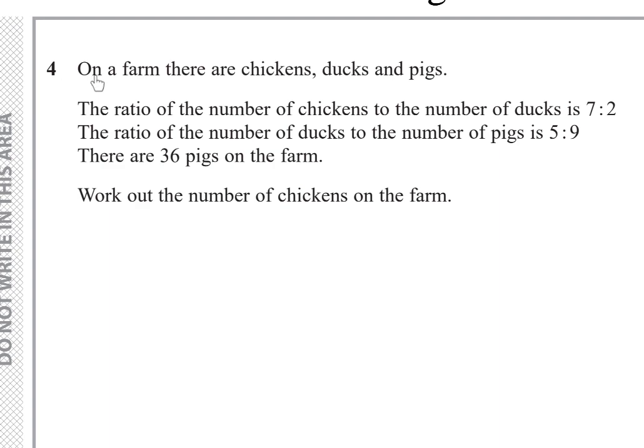Number 4. On a farm, there are chickens, ducks, and pigs. The ratio of the number of chickens to the number of ducks is 7 to 2. So, chickens to ducks, 7 to 2. The ratio of the number of ducks to the number of pigs is 5 to 9. So, ducks to pigs is 5 to 9. There are 36 pigs on the farm. Work out the number of chickens on the farm.